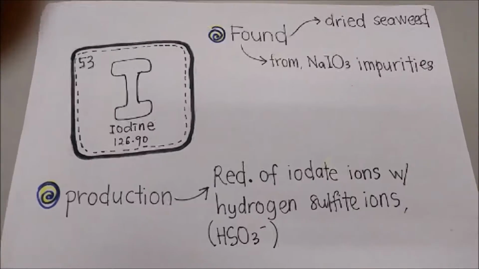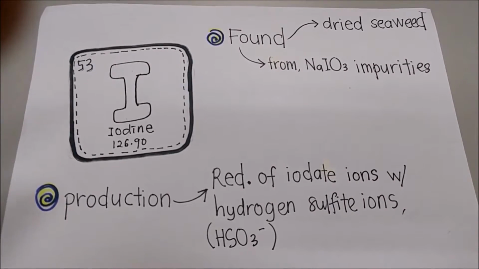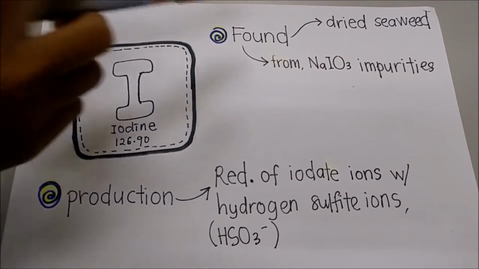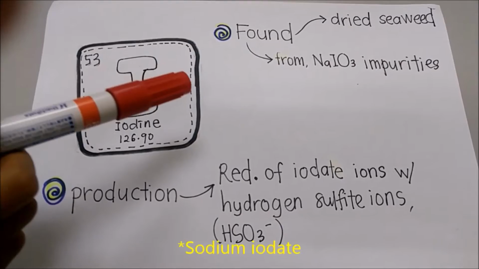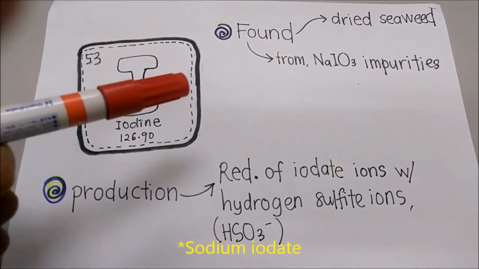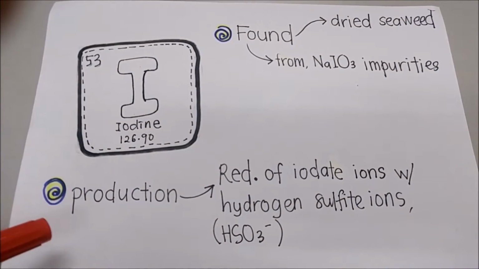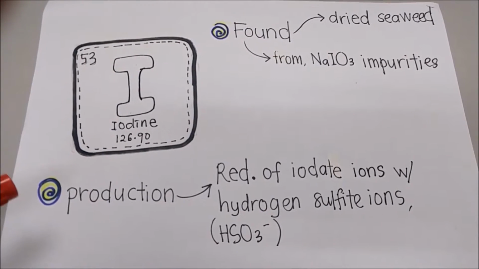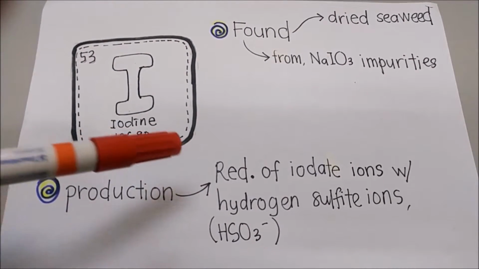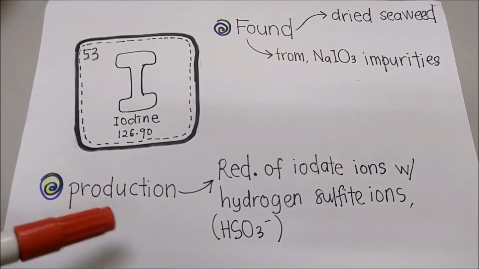And last but not least is iodine. Iodine can be found in dried seaweed or in NaIO3 impurities. And the production of iodine can be obtained from the reduction of iodate ions with hydrogen sulfide ions.